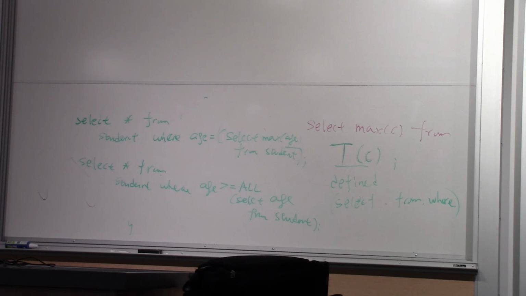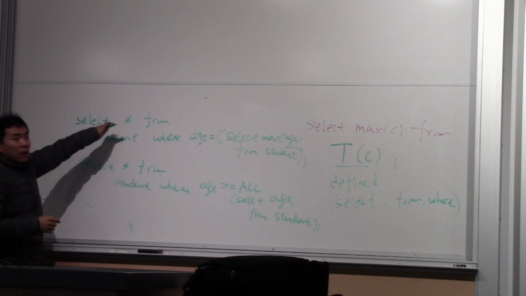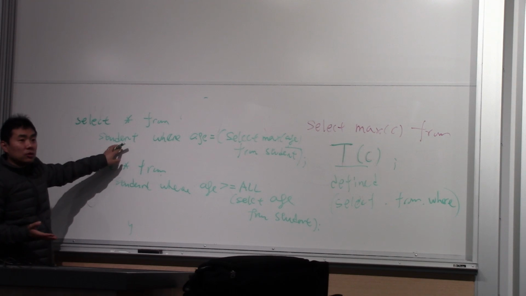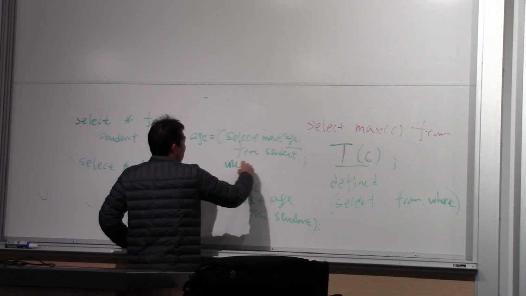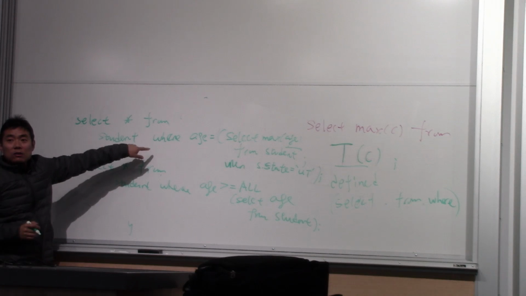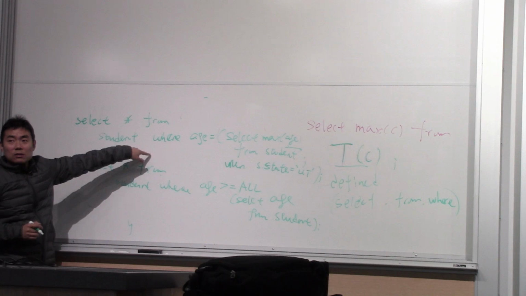And I can change this query slightly to be exactly the same as this, meaning that, okay, I'm not interested in finding the oldest student overall. I want to find the oldest student, let's say, from Utah, or from the same state as the outer student, the student from the outer group. So what you do is, you add a condition, right, where student state, for example, it could be Utah, right? So will that work, by the way? Will this give you the oldest student from Utah?